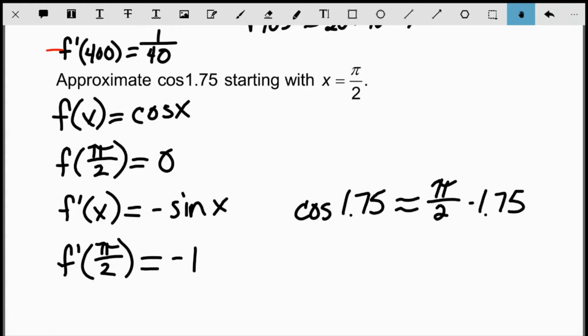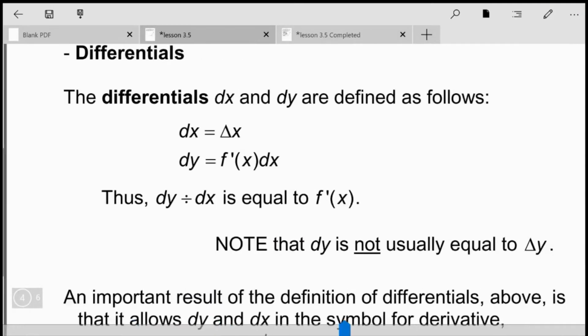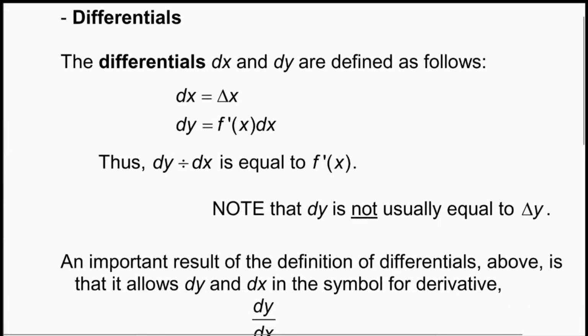And the reason is, if you look at the cosine graph at pi over 2, it is pretty close to linear. And we're not going that far away from that center point. So again, we're getting a pretty accurate solution, even though we went a pretty decent distance away from that center point. All right, so let's talk a little bit more about differentials.